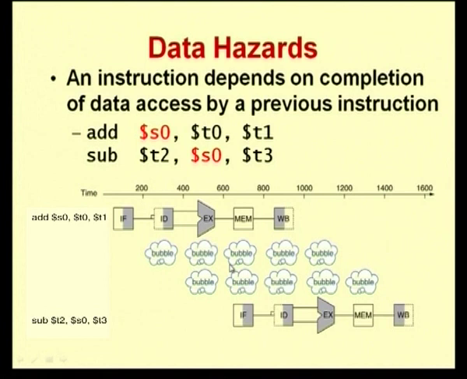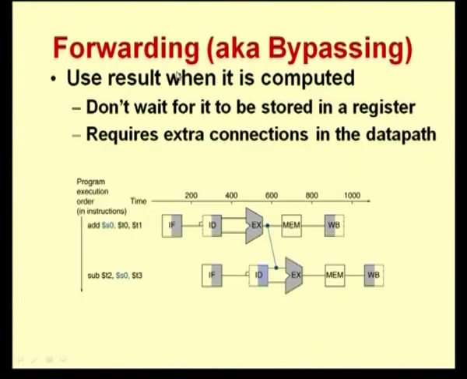Okay. This is what we will see in this example now. So, we use this technique called forwarding. That is, what we are saying here is you use the result when it is computed. That is, as soon as it is computed, you can use the result. You do not have to wait for it to be stored in a register. So, without waiting for it to be stored in a register, use the result as soon as it is computed.